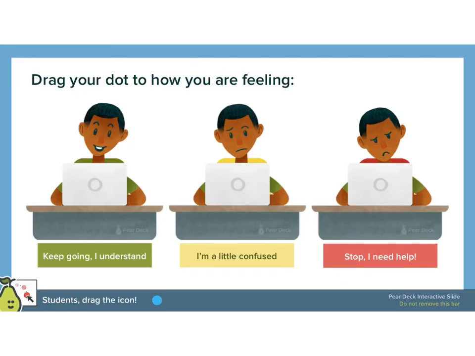Take a minute to reflect on how you're feeling about finding volume of pyramids and cones so far.